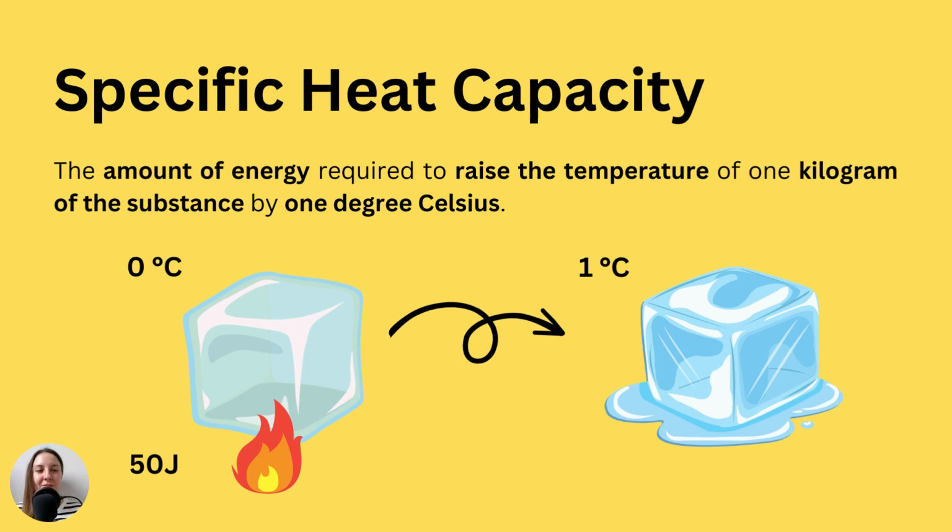Well, it is the amount of energy required to raise the temperature of a 1 kilogram amount of substance by 1 degree Celsius. And I've shown this visually as well. If we had, say, 50 joules of thermal energy needed to heat up a 1 kilogram block of ice by 1 degree Celsius, it begins to melt. That is a visual representation of specific heat capacity.